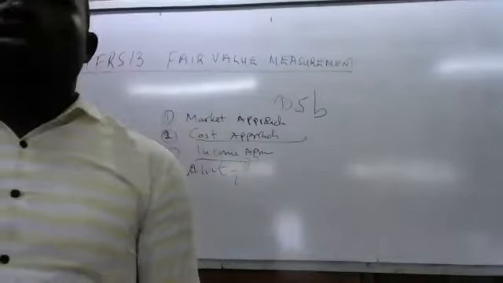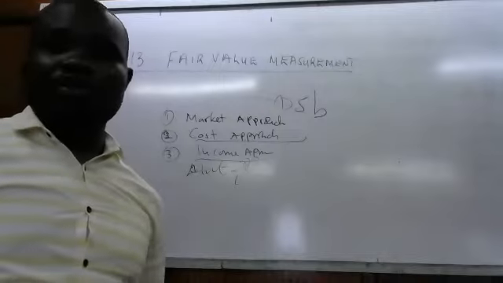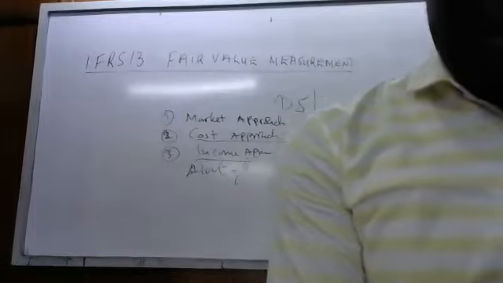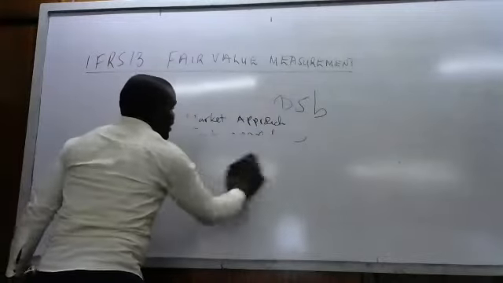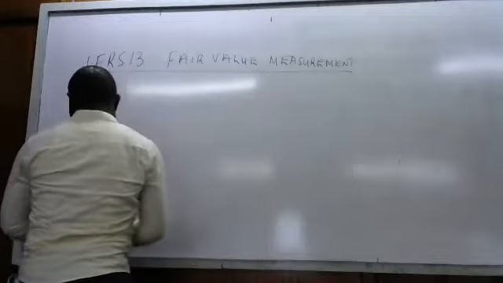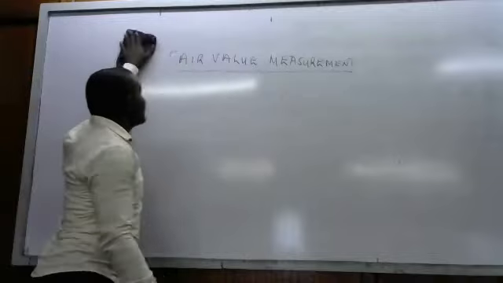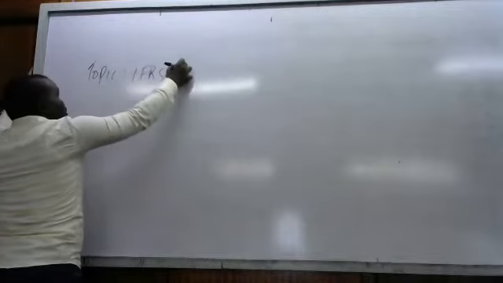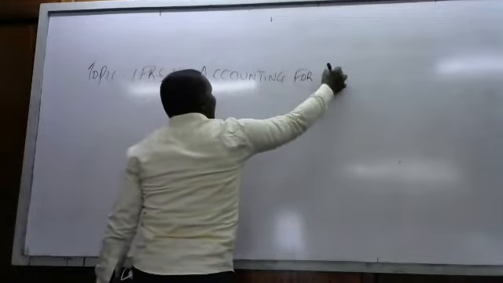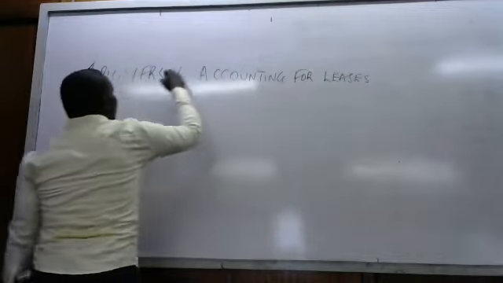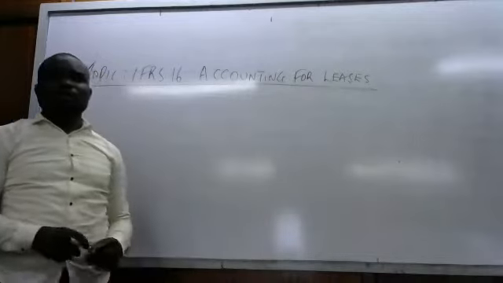Now let's move forward to a new topic, pulled from section 3 to this level: accounting for leases. Leases are now here. We never used to work out leases in the advanced part. So leases, accounting for leases. That is our next issue. So that is IFRS number 16.